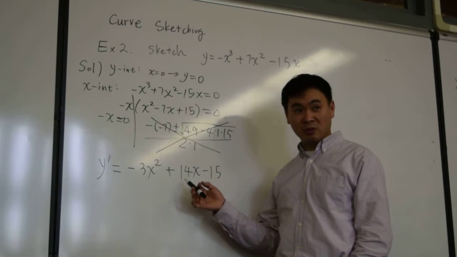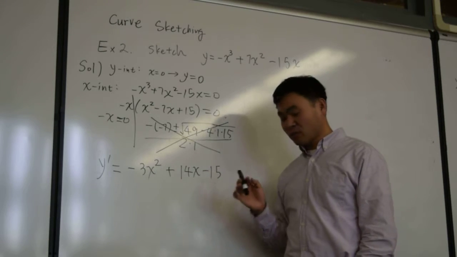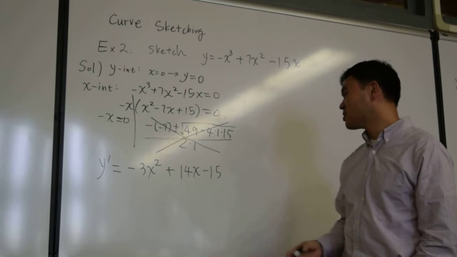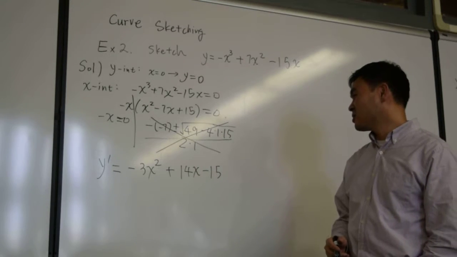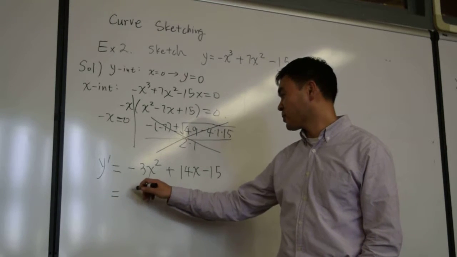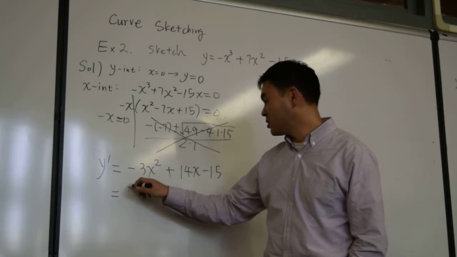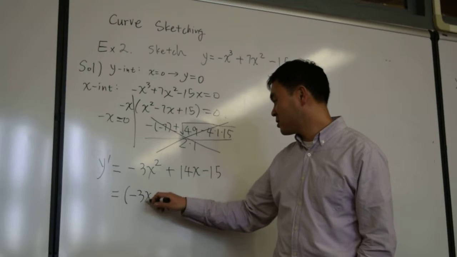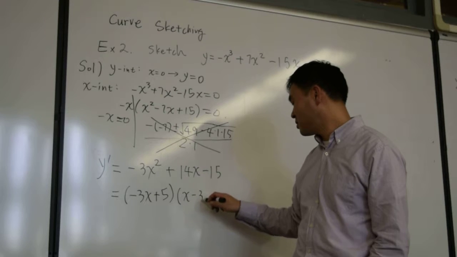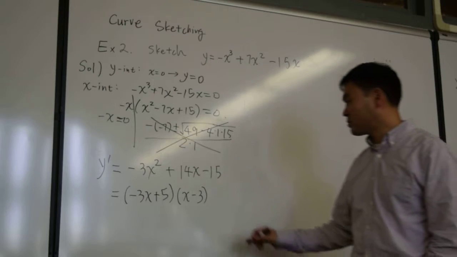Because you have to square 14. 14 squared is 196 minus 4 times... so I guess it's not too bad. But anyways, you have to factor this. I'll just skip the factoring part because I've done the calculation over there. If you factor this using factor by grouping, you're going to get x minus 3 times negative 3x plus 5.